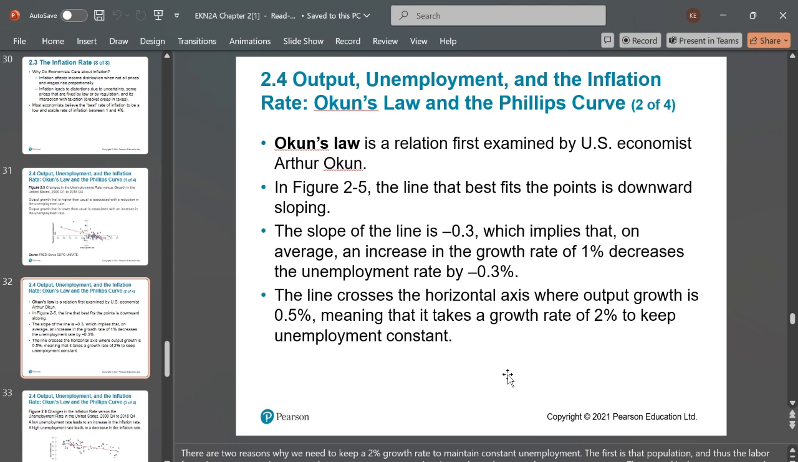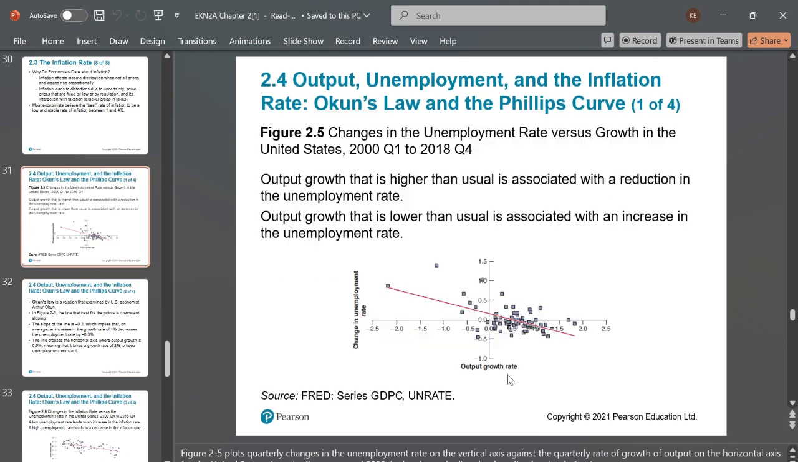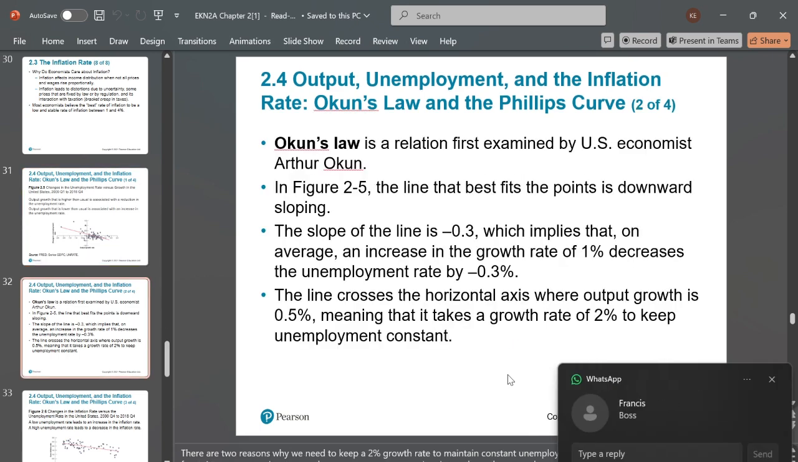Then, yeah, that is basically Okun's law. It states that unemployment and output growth rate have a negative relationship, or an inverse relationship, in that when unemployment increases, output growth will decrease, and vice versa.